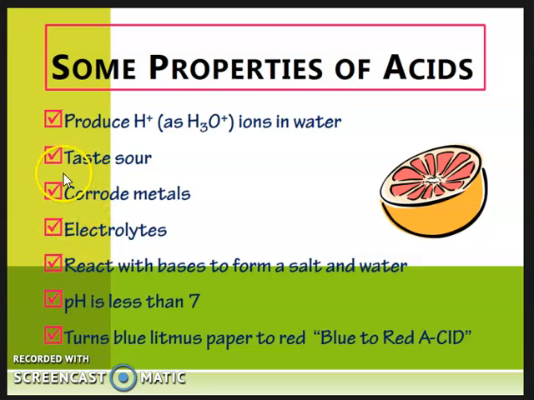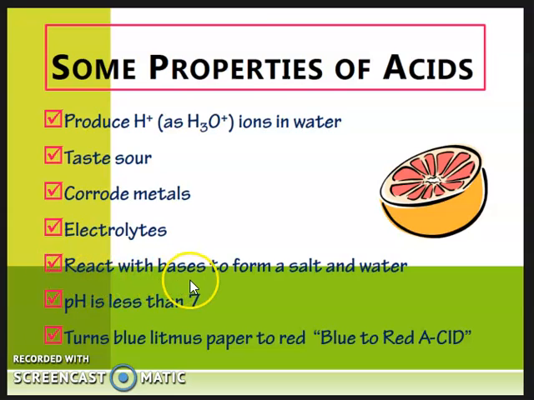Acids also tend to taste sour. They corrode metal. Being corrosive is one of the big properties that describes what an acid is. Sometimes acids are used to even clean off metals, to clean the rust off of things, clean corrosion off of metals. And then also, the stronger the acid, the higher the electrolyte it is.